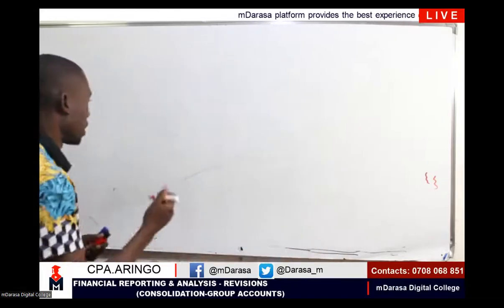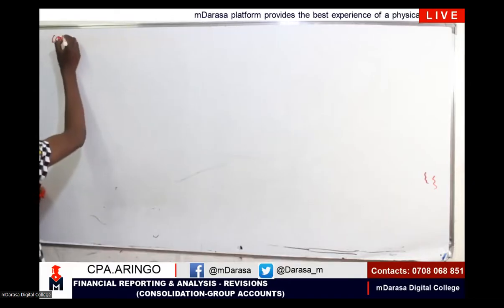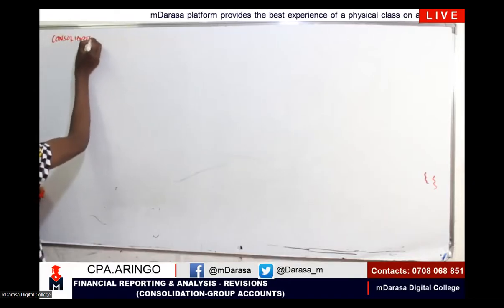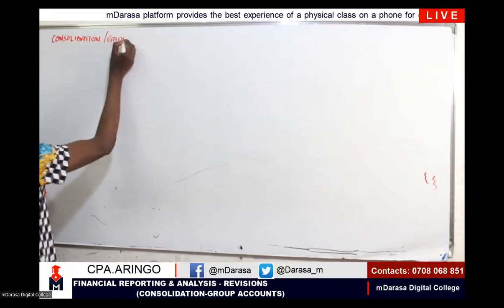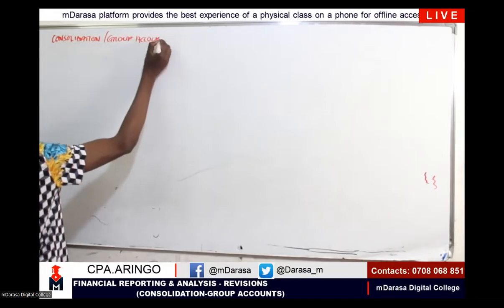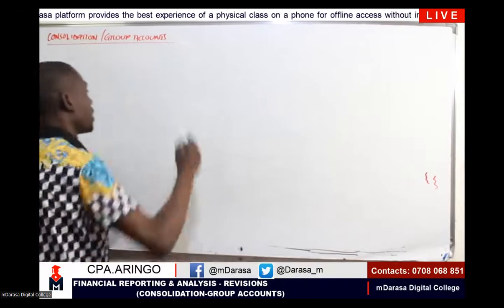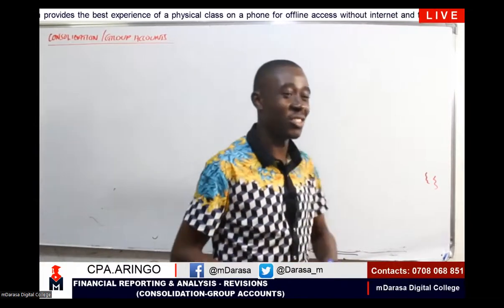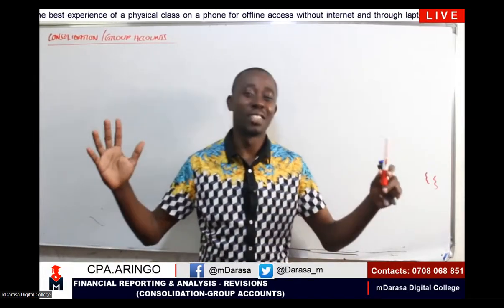In today's class, I want us to do a revision of financial reporting and analysis. The concept of discussion today is consolidation, also referred to as group accounts. I know anytime you want to do consolidation, you normally tend to look at it as an elephant, right? So in our session today, I want us to handle it in a way that you see it as a squirrel, a very simple concept that you can handle anytime.